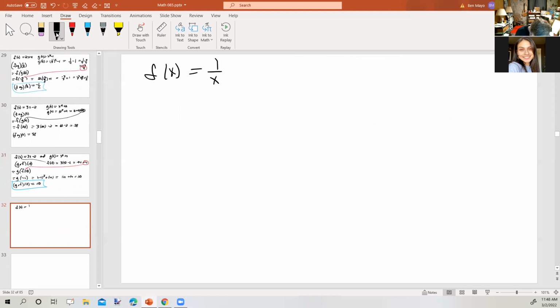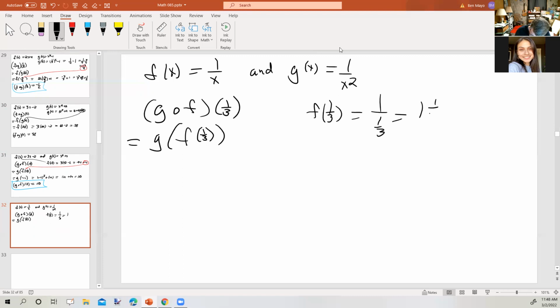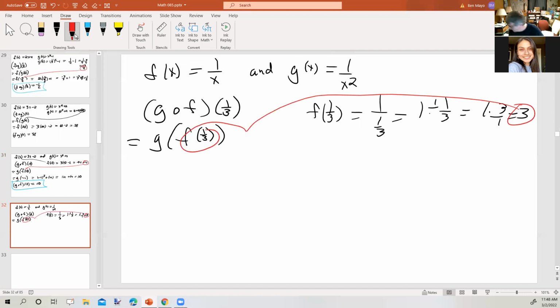Suppose f of x is 1 over x and g of x is 1 over x squared. Let's find g composed with f of 1/3. So that's equal to g of f of 1/3. Well, f of 1/3 is 1 over 1/3, which is 1 divided by 1/3, which is 1 times 3 over 1, which is 3. So that goes in there. So now I've got g of f of 1/3 is g of 3.